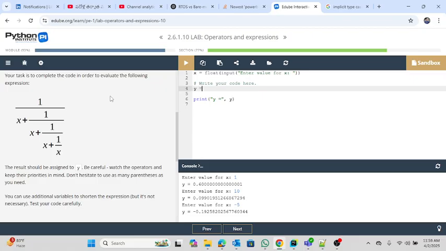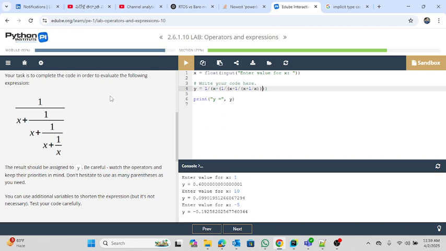Y equal to 1 by, let's put brackets here. X plus, again bracket 1 by, again bracket x plus 1, by, again bracket here, x plus 1 by x, right? So a total of 5 brackets should be there, right?